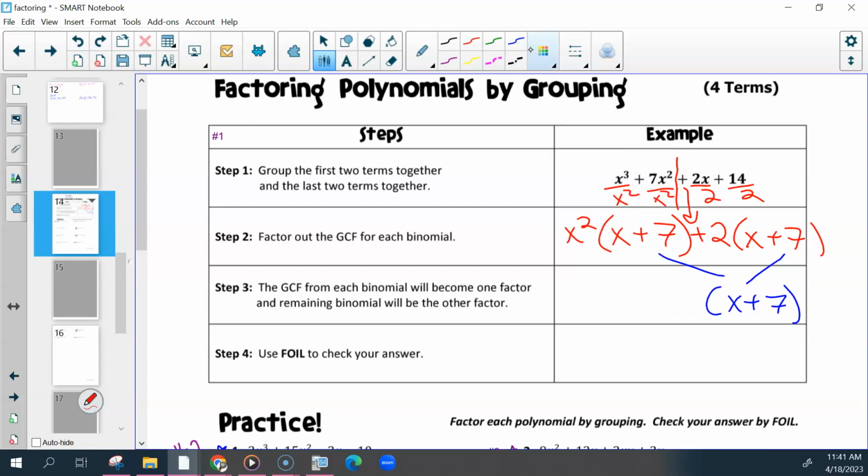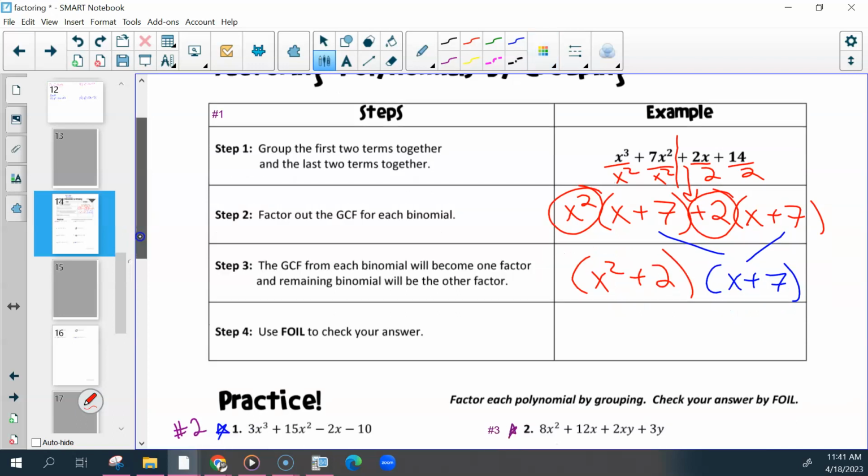And then the things on the outside, the things we factored out, x squared plus 2, you're going to group those together in parentheses. And that would be your second factor, sorry. So those would be your answers.